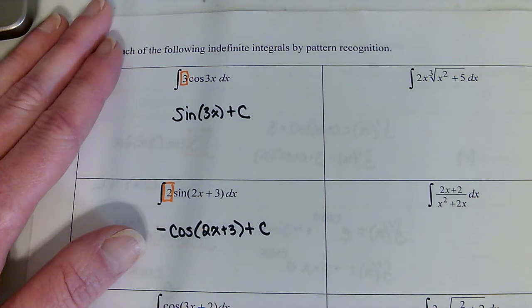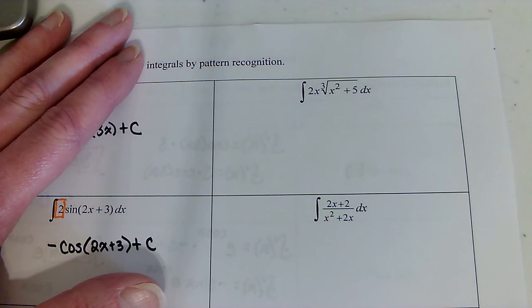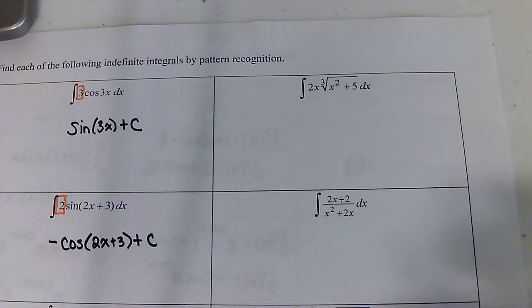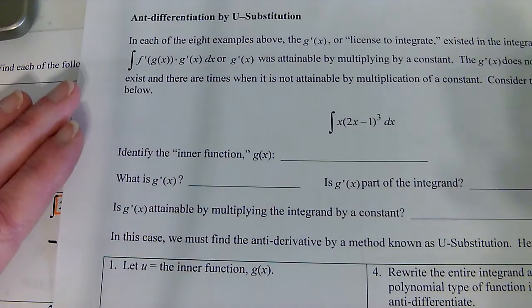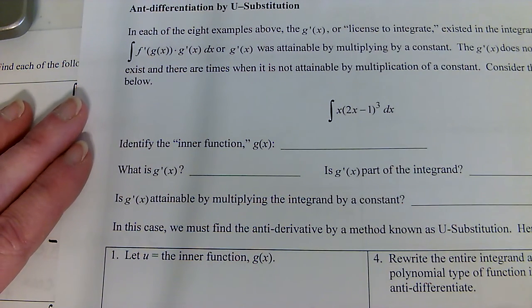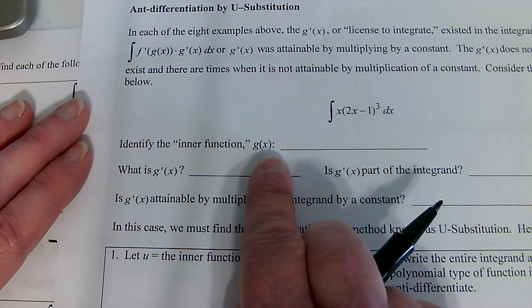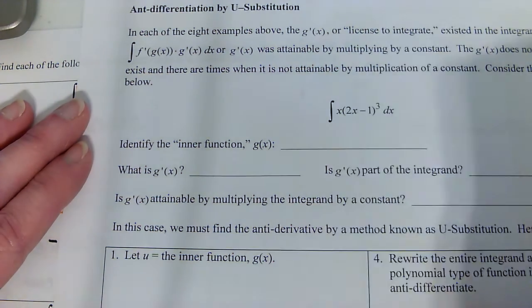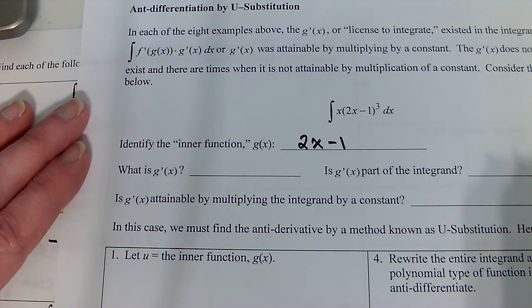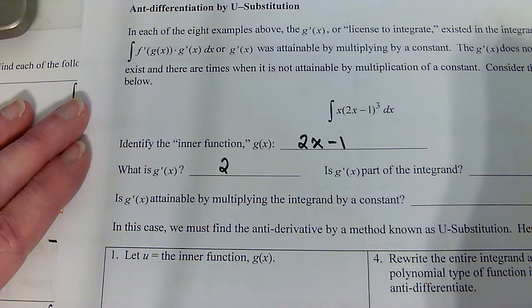Now the next ones I'm going to do the U-substitution on. Let's look at that in more detail on page 571, and then I'll go back to this. There are more detailed notes on that U-substitution. The inner function is always going to be my U, my inner function, my peanut. So on this one, it's 2x minus 1. The derivative of that is 2.